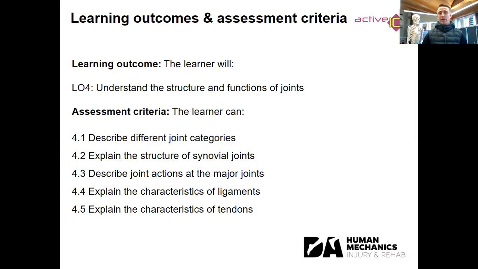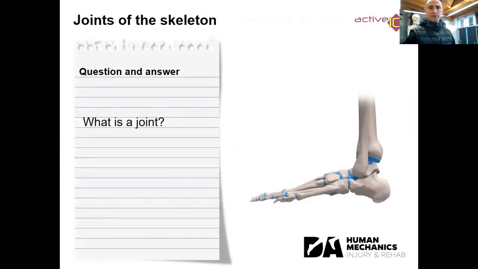You'll describe the joint actions at the major joints. So what's available at the shoulder, what's available at the elbow, the knee, the hip, etc. You'll explain the characteristics of ligaments, so what the ligaments are made up of, and again, the reasons why they look the way they do, and similar for tendons. Let's go!